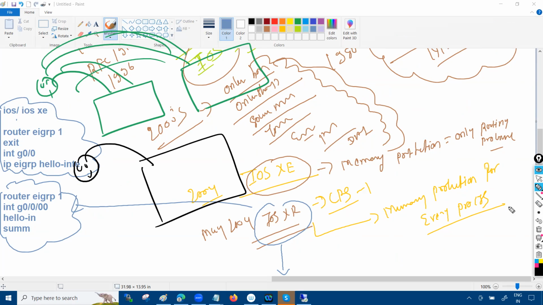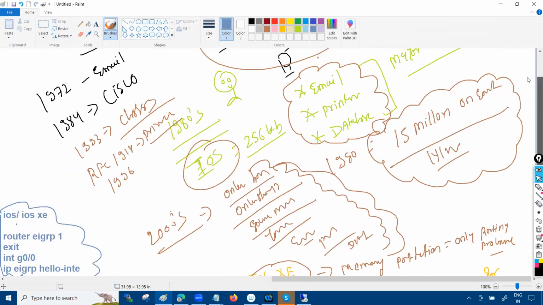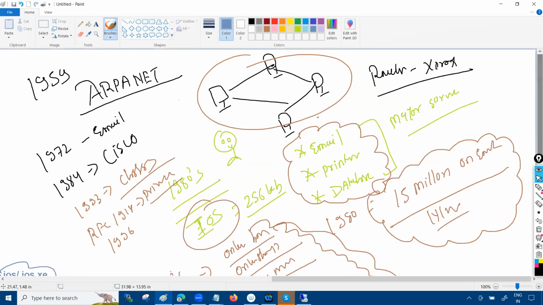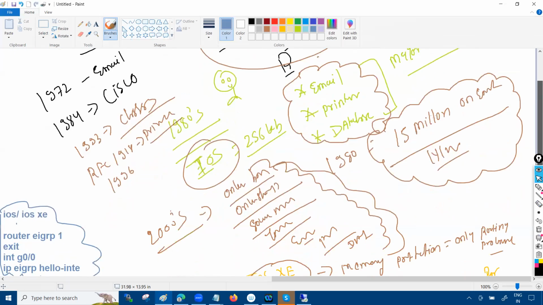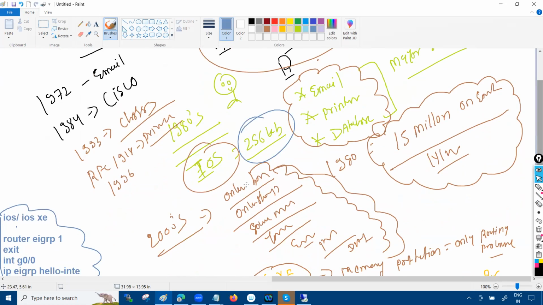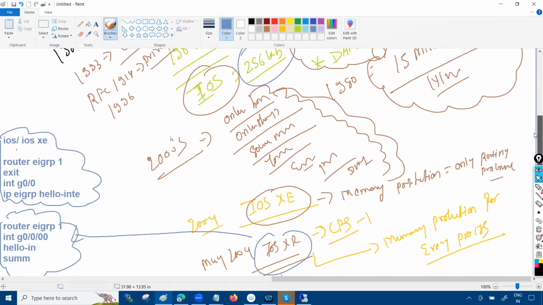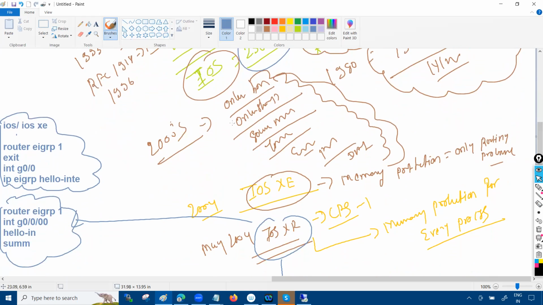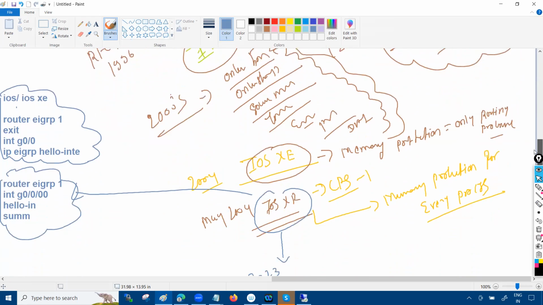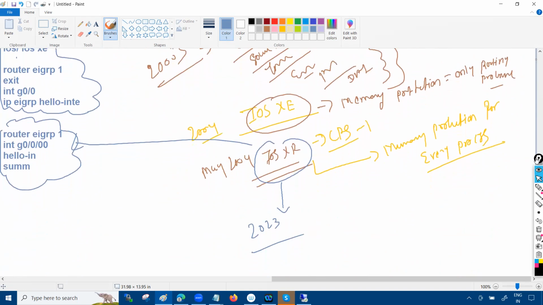So that's a major, just a quick recap. If you look at the 9059 to the 7200 email era, iOS was good for that. But as things gradually increased, there were 15 million users in the 90s. Things changed in the 2000s. What happened? Online shopping came into the picture, social media came, and the internet had a huge requirement. iOS could not handle all those things.